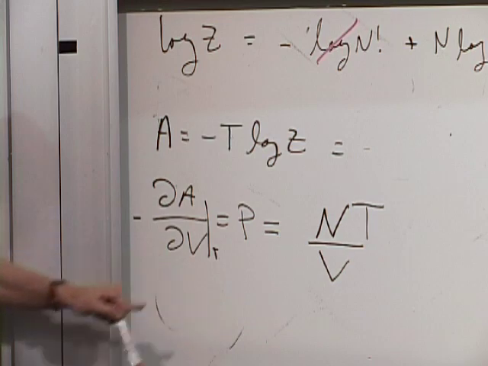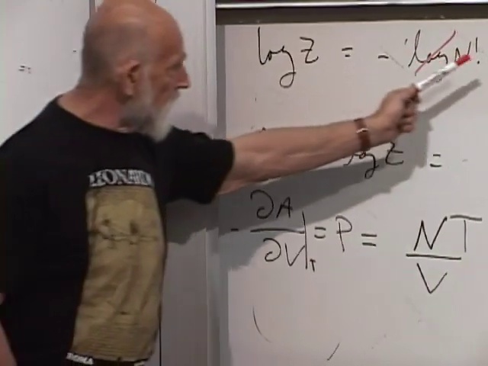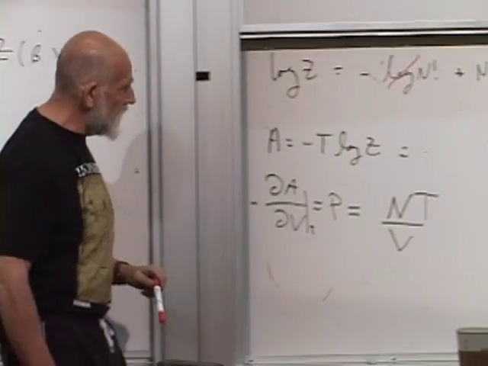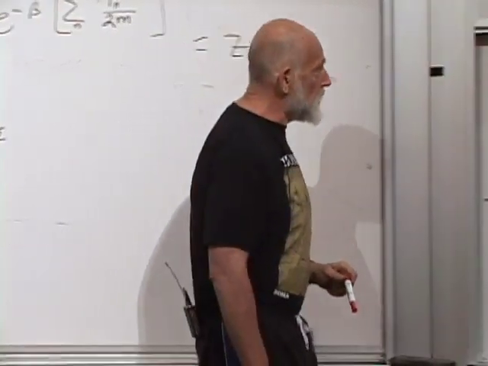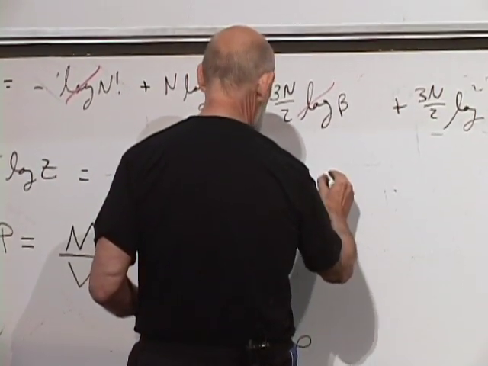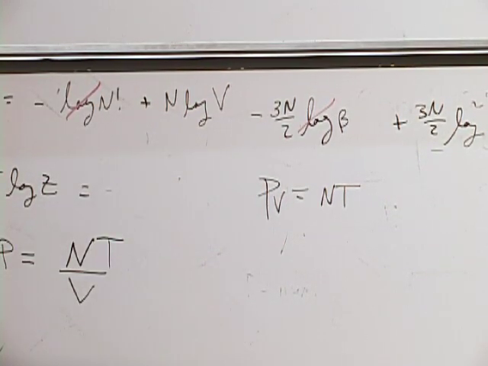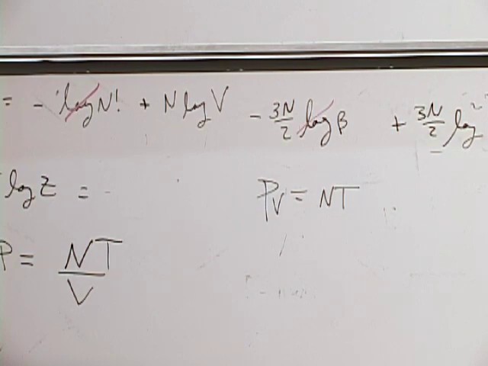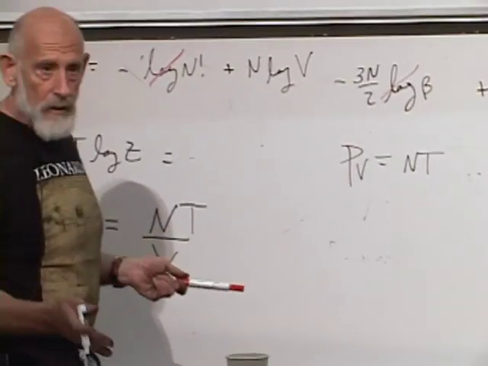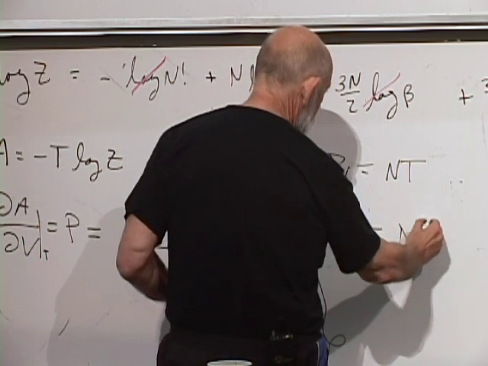Minus dA/dV is P, but A is minus T log Z. So the 2 minus signs go away, and when I differentiate, I just get N over V times the factor T. There we have the ideal gas law: PV equals NT. Pressure times volume is the number of particles times the temperature. That's the standard ideal gas law. Of course, in textbook notation, this would be PV equals NkT.